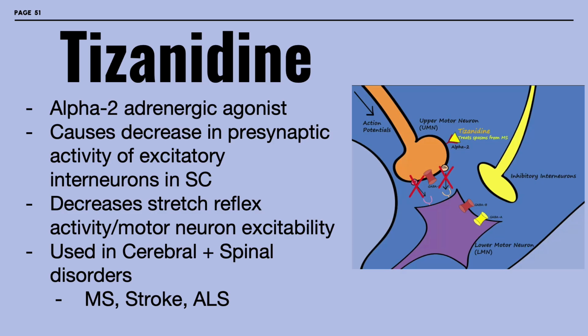Going back to medications, again, to remind you, rated a C on the systematic review, the consensus guidelines for PM&R physicians. Tizanidine is the next one we're going to go over. Basically, this is an alpha-2 adrenergic agonist that causes a decrease in presynaptic activity of these excitatory interneurons in the spinal cord. This also decreases the stretch reflex activity and motor neuron excitability, and often used in both spinal and cerebral disorders like MS, stroke, and ALS.